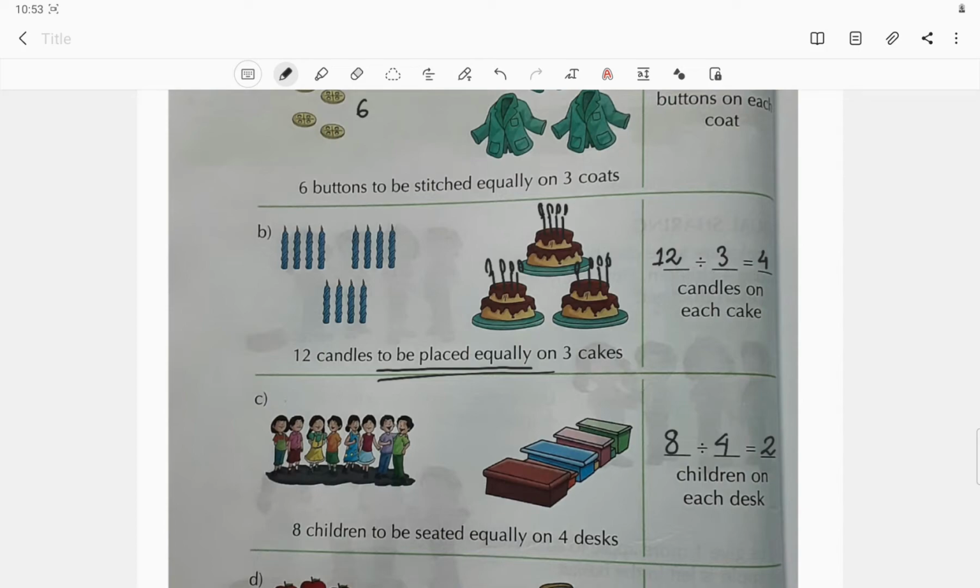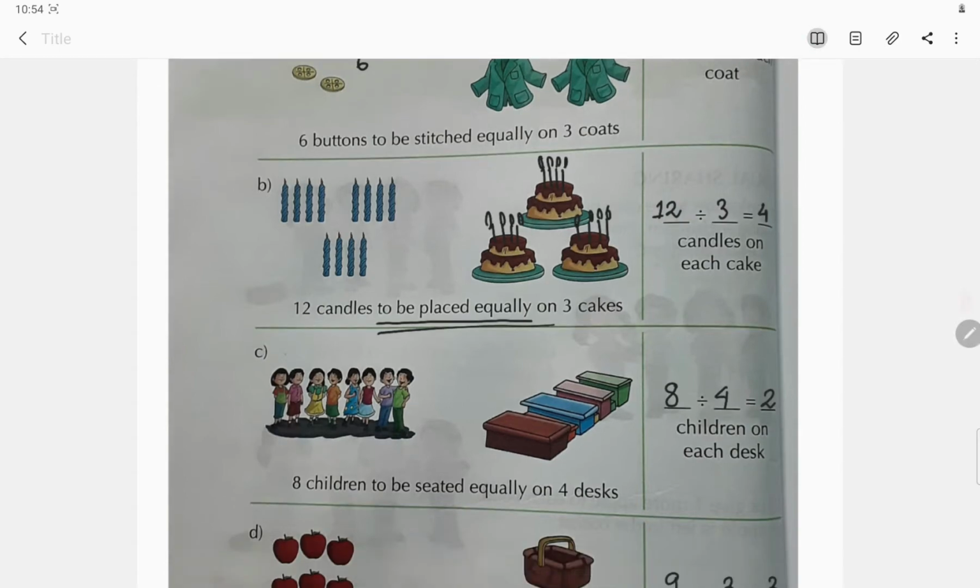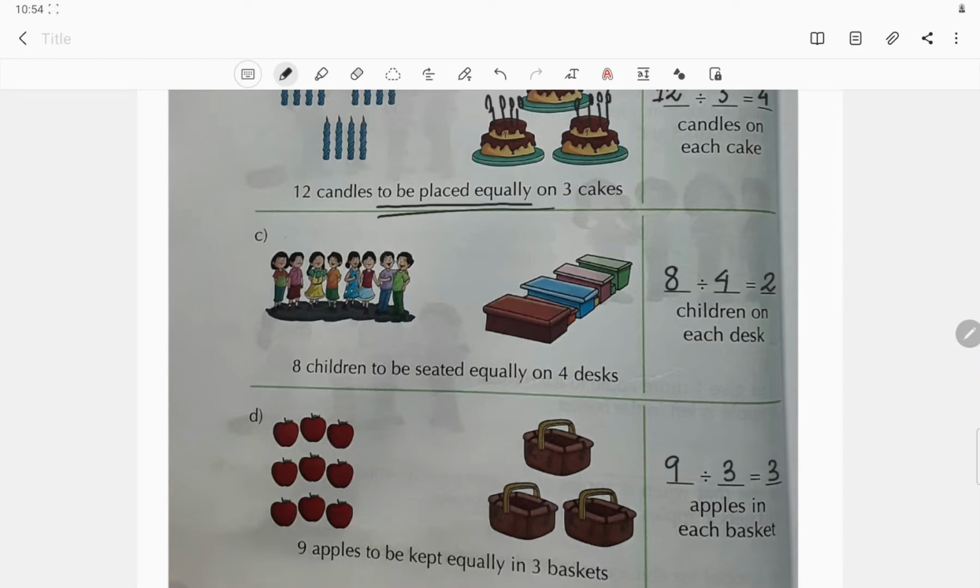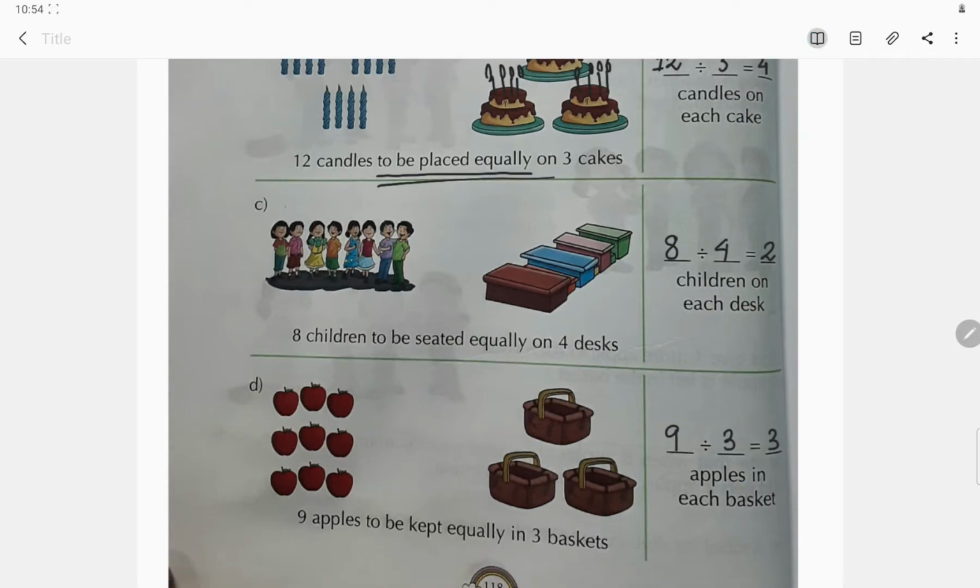If I have 16 candles and I want to divide 16 candles among 4 cakes, then each cake will get 4 candles. 16 divided by 4 equal to 4. Similarly, question number C: 8 children are there, and 8 children are to be seated equally on 4 desks. So the number of children is 8 and you want to divide them on 4 desks. So each desk will contain 2 children, right? Because 8 divided by 4 equal to 2.